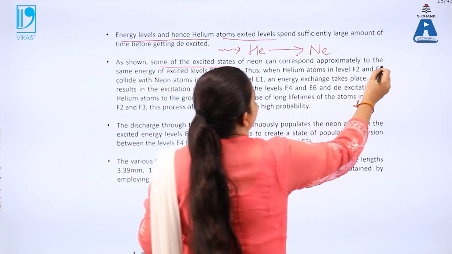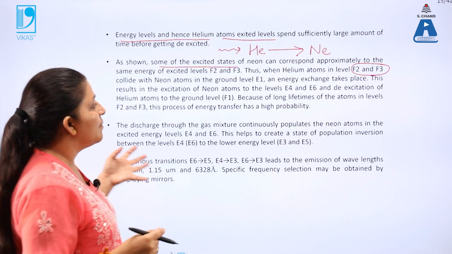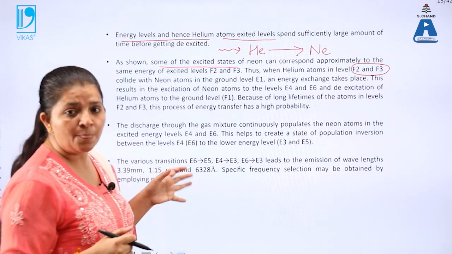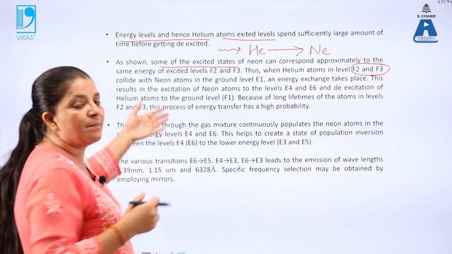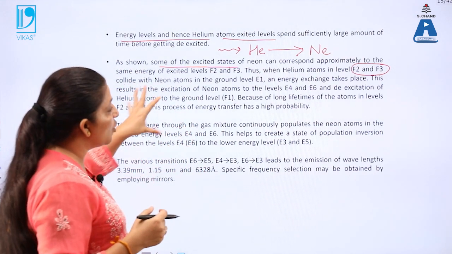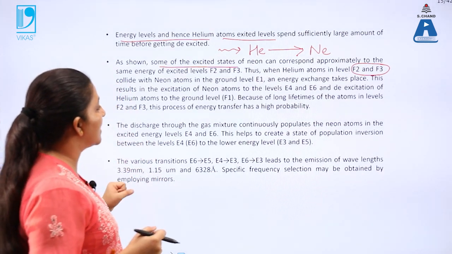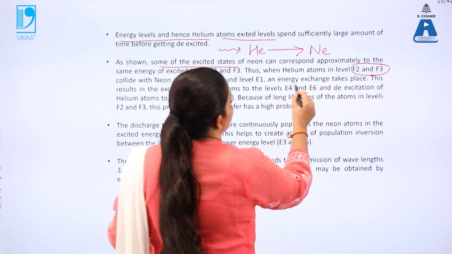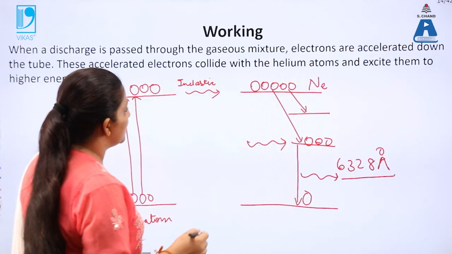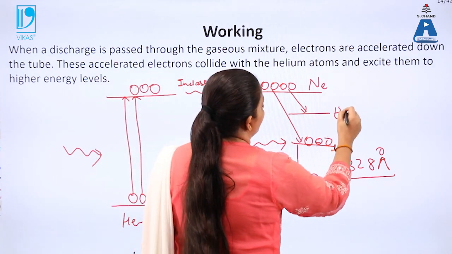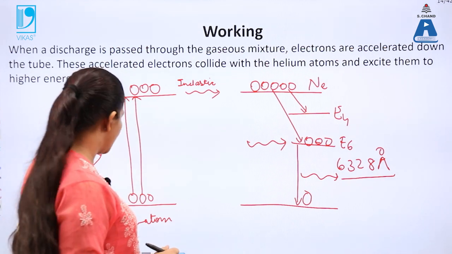Then there are levels present, which are F2 and F3. These are known as metastable states for the neon atoms. After that, the helium atoms come back to the ground state, and the neon atoms are present in the excited state. Now if these are the metastable states for the neon atom, these levels are E4 and E6. So these are the metastable states for the neon atoms.